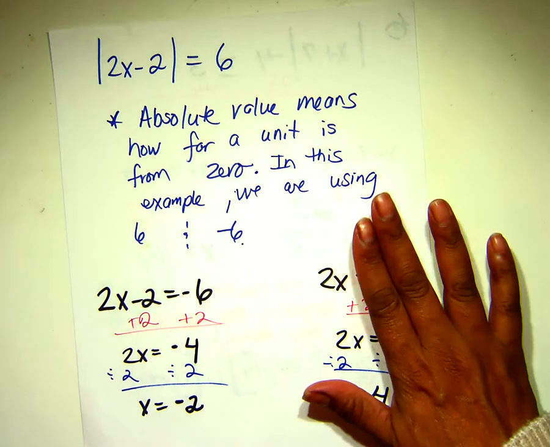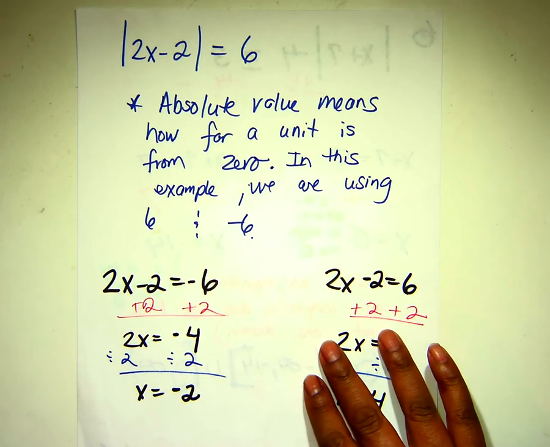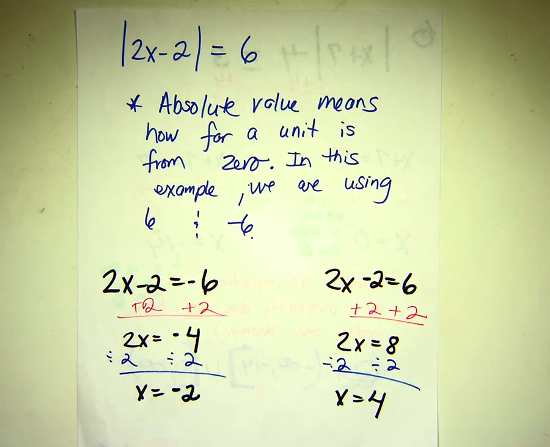Here's the next to the last one. So now we're dealing with absolute value. Hopefully you remember from Module 1 homework that absolute value means how far a unit is from 0. So in this example, we're not looking at what's on the inside. We're looking at what's on the outside. So we're looking at 6 and negative 6.